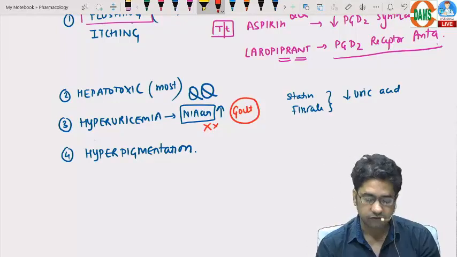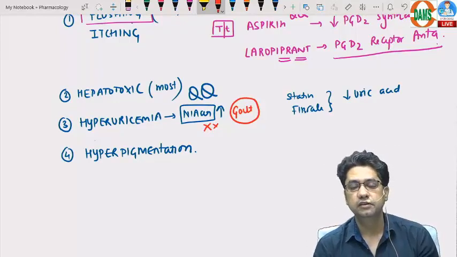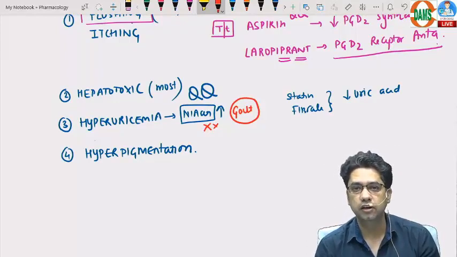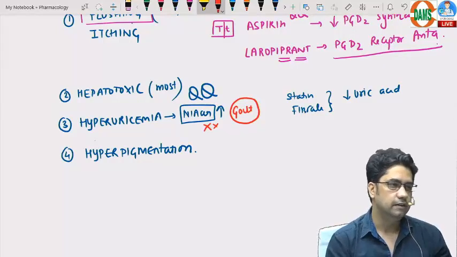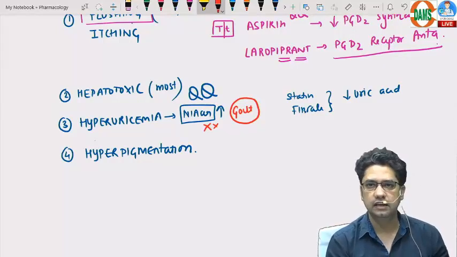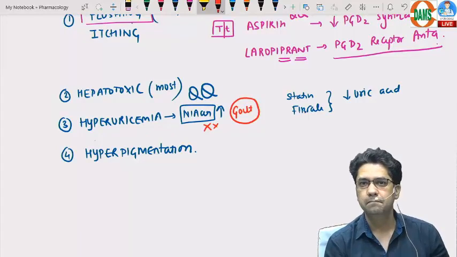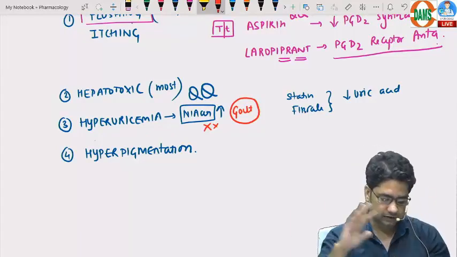Okay. Why hyperpigmentation? Because niacin is required for melanin production. Melanin is protective for skin. That is why in niacin deficiency, pellagra, melanin deficiency leads to dermatitis. That is a different thing.